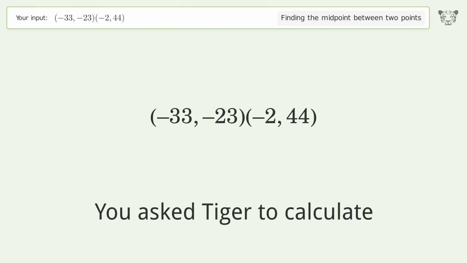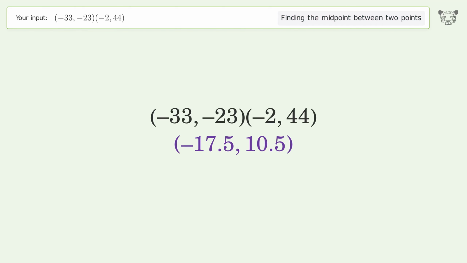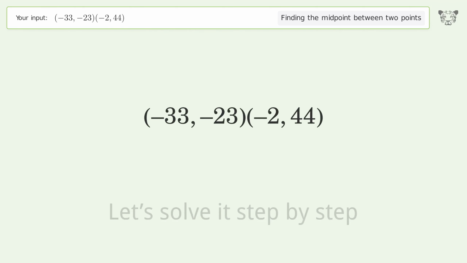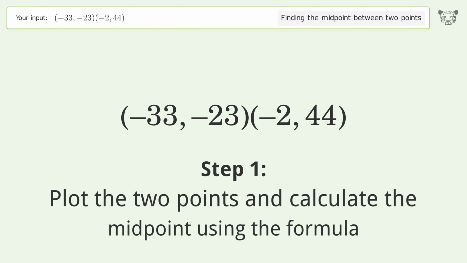You ask Tiger to calculate. This deals with finding the midpoint between 2 points. The midpoint between the 2 points is negative 17.5, 10.5. Let's solve it step by step. Plot the 2 points and calculate the midpoint using the formula.